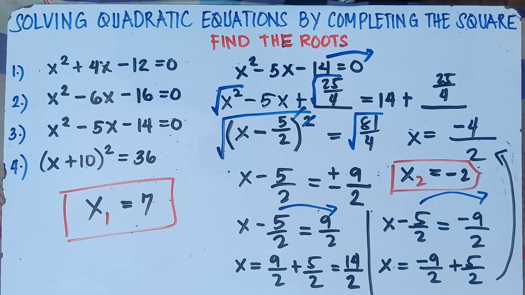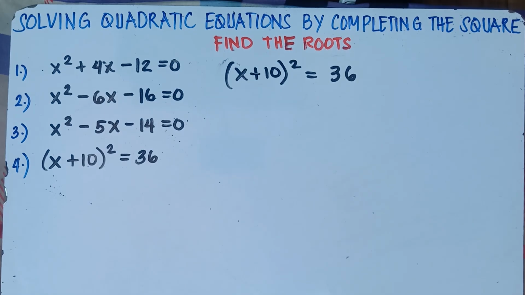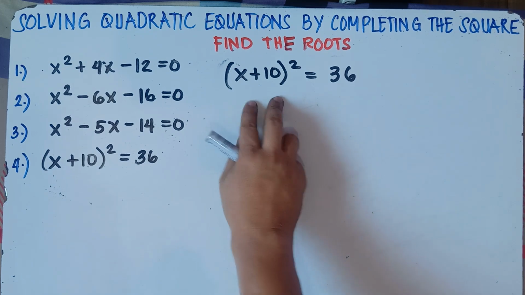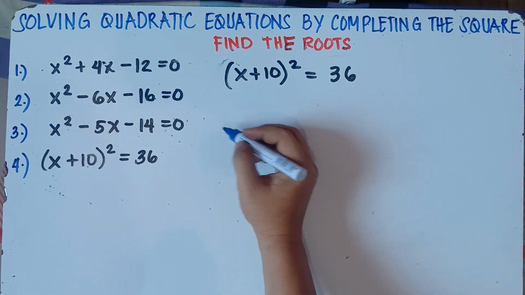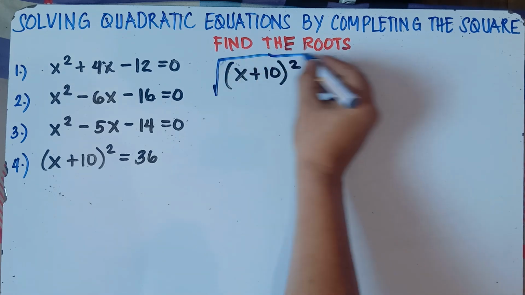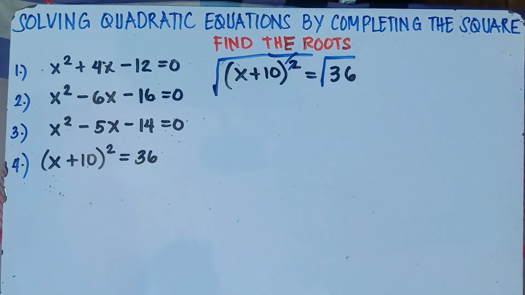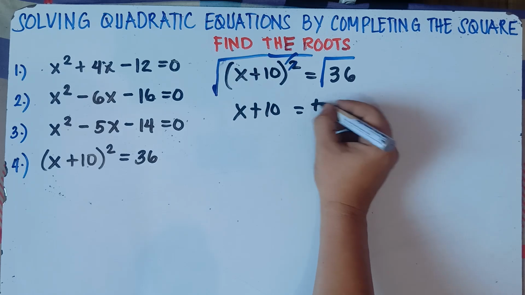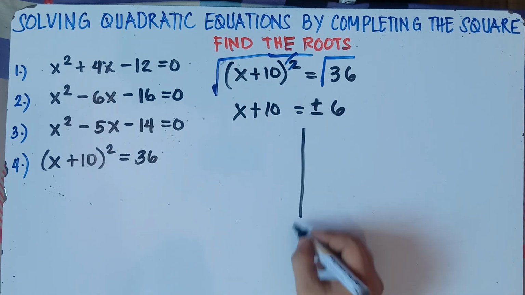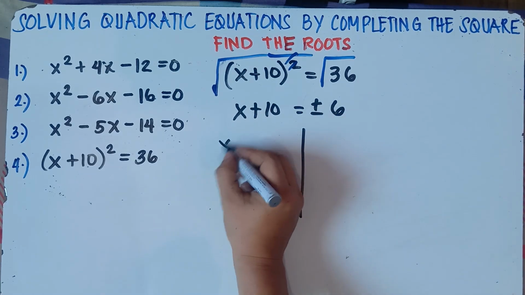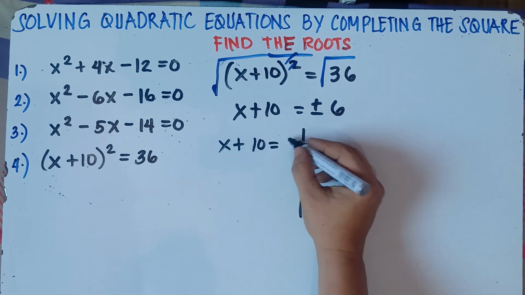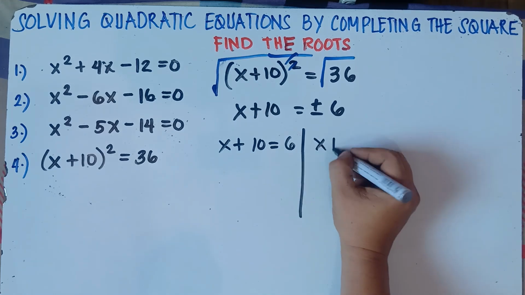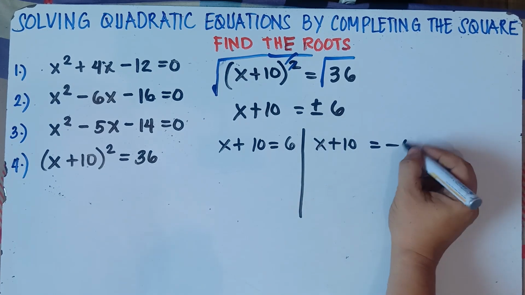Alright, so we're down to the last example, class, example number 4. Now for number 4, class, it's already in the square of a binomial. So the thing that we will do is we just simply extract the square root of both sides so that we can cancel this out. And this will be x plus 10. The square root of 36, that will be positive, then negative 6. And then we separate this one, class. This will be x plus 10, let's start with positive 6. And the other one, x plus 10 equals negative 6.